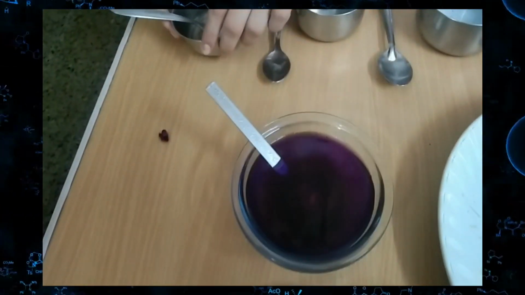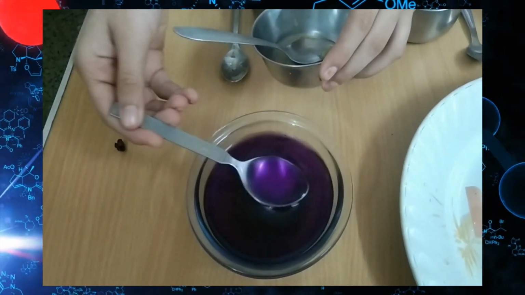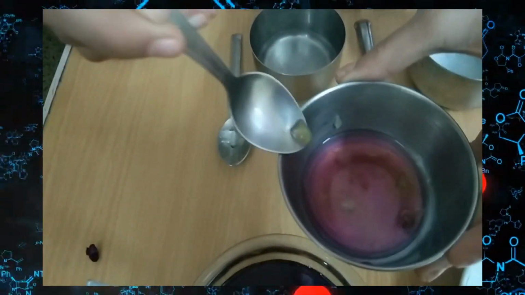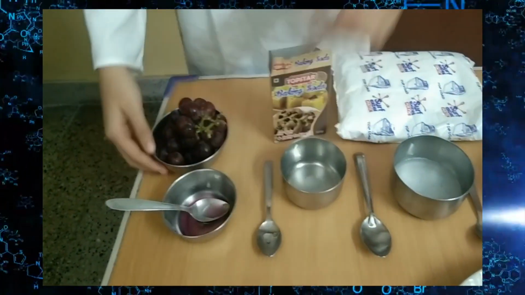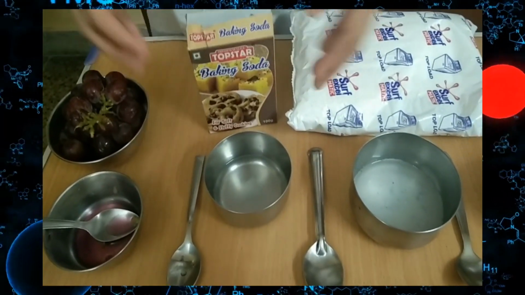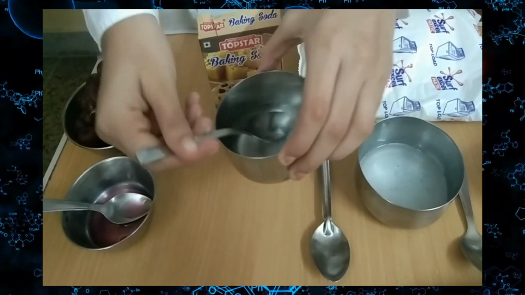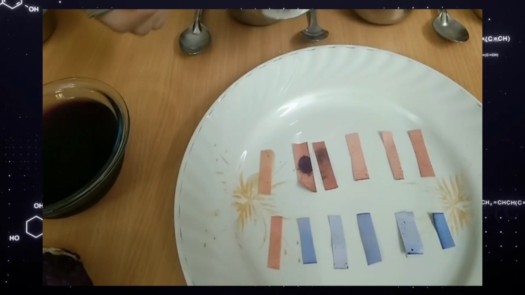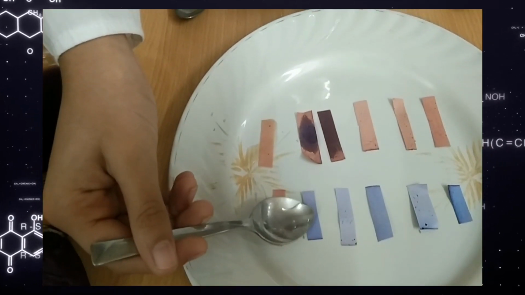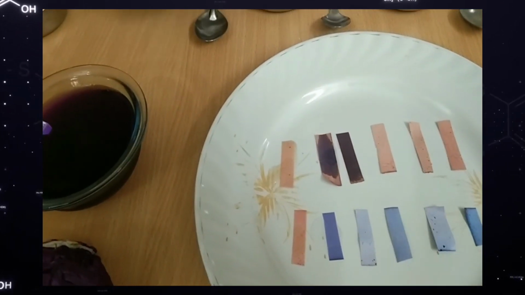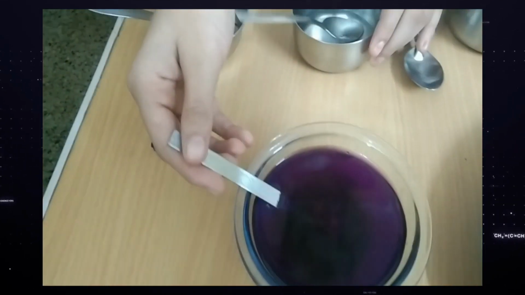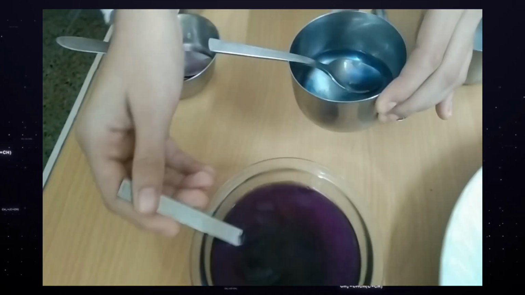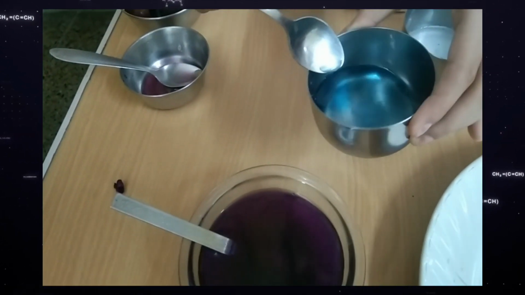Now let's test with the red cabbage juice. As you can see, it has changed its color to red. Now let's try with the baking soda. This has changed its color to blue. The blue litmus paper remains blue. Now let's try with the red cabbage juice. As you can see, it has changed its color to bluish green.